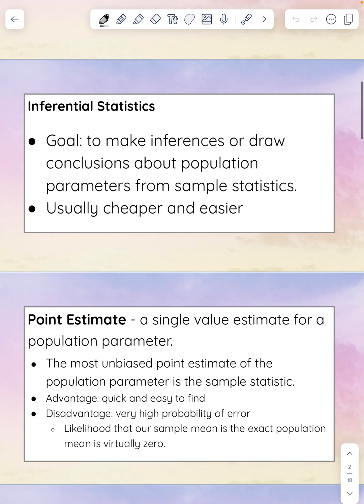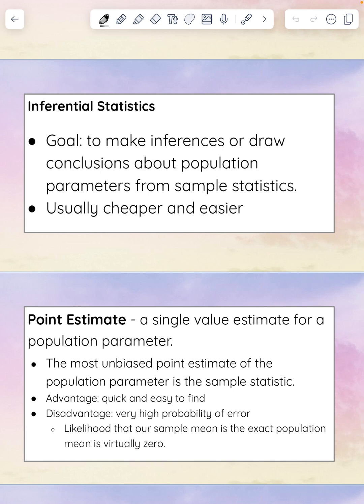So inferential statistics, the goal is to make inferences or draw conclusions about population parameters from sample statistics. Usually cheaper and easier, so it's very hard to find the average for an entire population, but we can take a sample of that population, find the average or some sort of relative frequency, and make an assumption or an inference about the entire population.